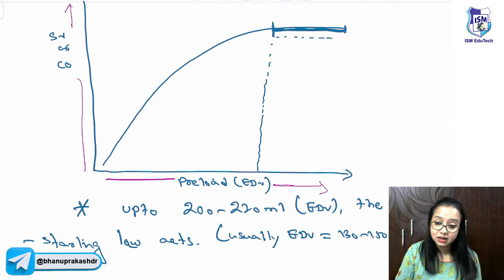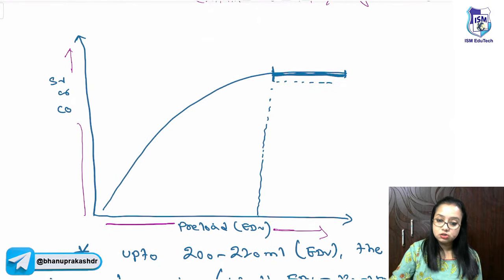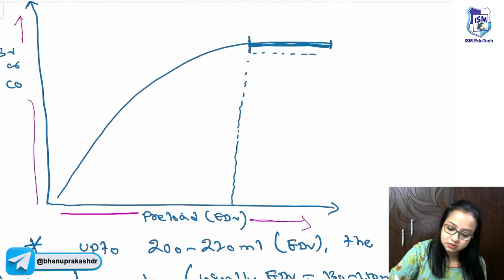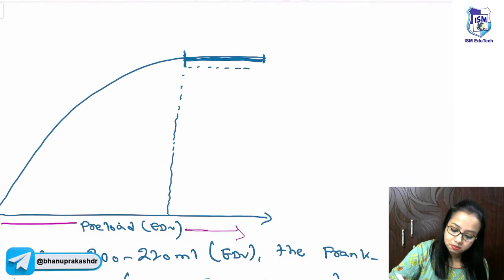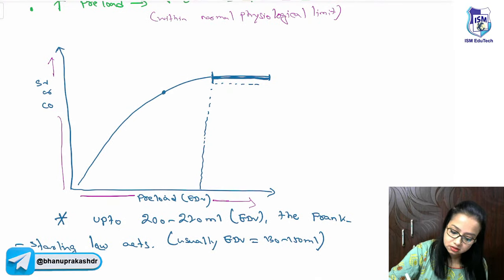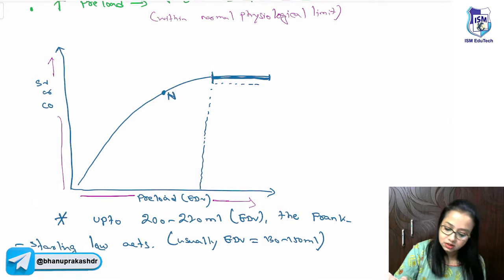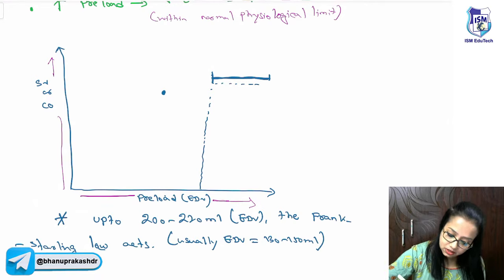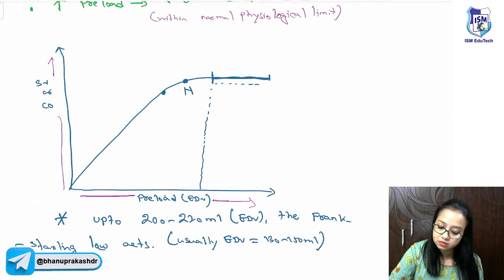Now, this Frank-Starling law also has effects from certain drugs, from certain agents. Agents means drugs. So it is seen that, say for example, this is the point N, this is the max point. So this is the point N from which the normal Frank-Starling law is acting.